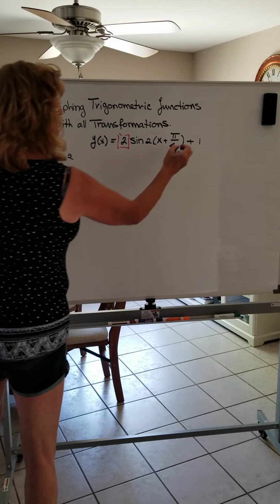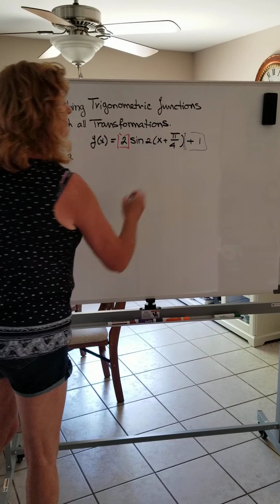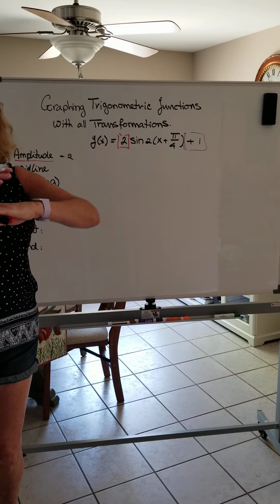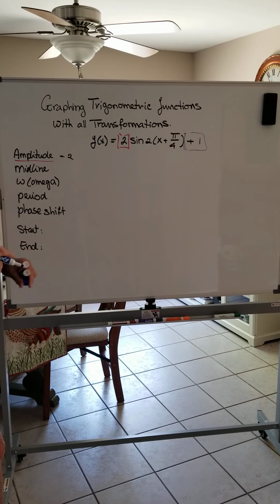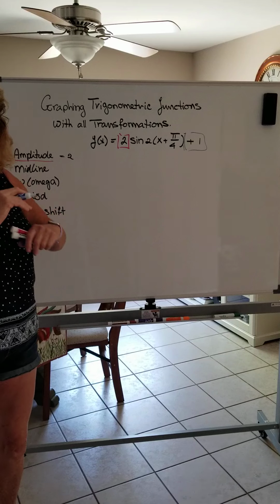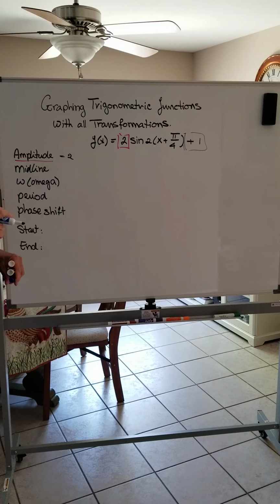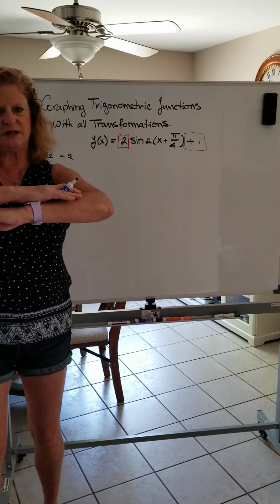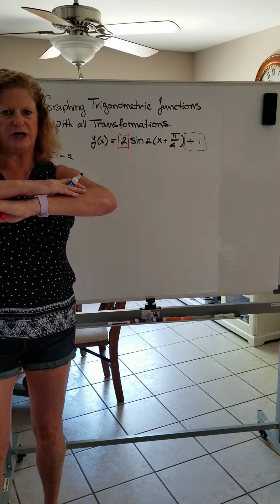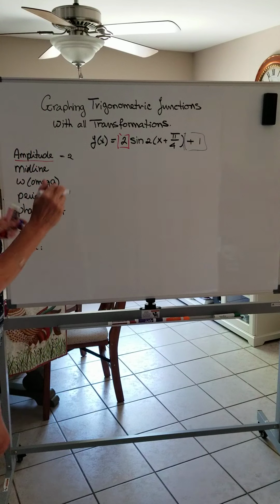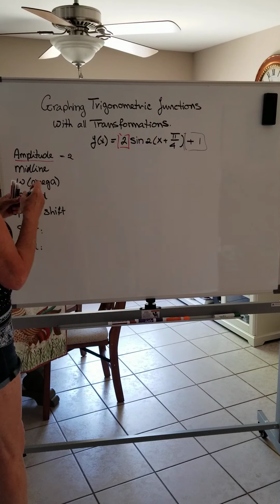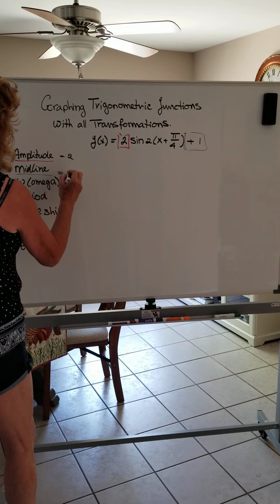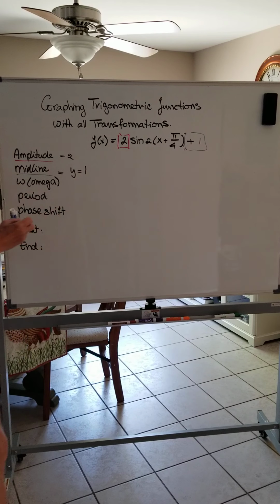Midline. Talking about midline. Midline indicates what type of a vertical shift your function undergoes compared to the parent graph, y is equal to sine of x. So this means that the midline of the parent graph has been shifted up 1 unit. So my midline is going to be the horizontal line y is equal to 1.